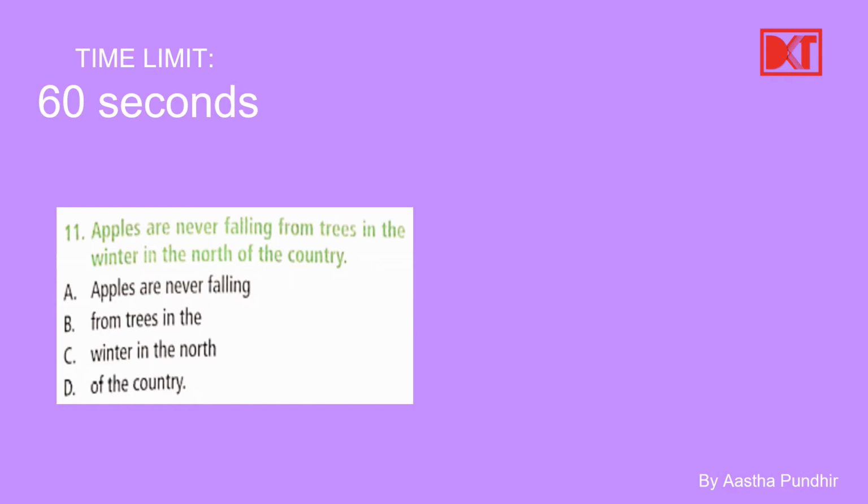Now the next sentence is, apples are never falling from trees in the winter in the north of the country. Alright, so here which is the incorrect portion? Here the incorrect portion is A. Apples are never falling from trees in the winter. So are never falling is incorrect. The correct formation would be apples never fall from trees in the winter in the north of the country. So A is correct, and the incorrect portion is apples are never falling.